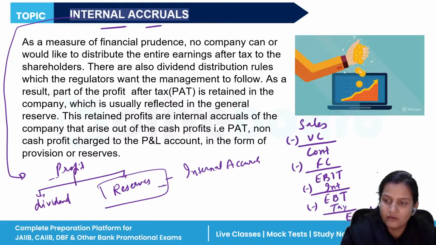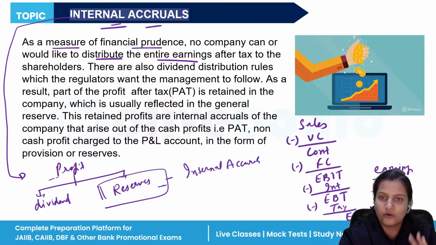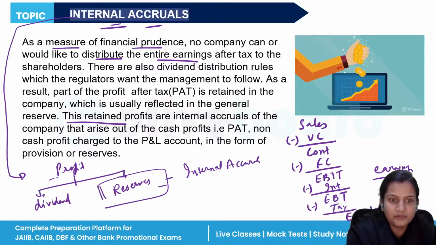It means this is the real earnings which you are going to divide among your shareholders or keep as reserves. The amount which you keep as reserves is your internal accruals. As a measure of financial prudence, no company would like to distribute the entire earnings after tax to shareholders. They keep a portion of their earnings as reserves, known as retained profit or internal accruals of the company, which arise out of the cash profit.